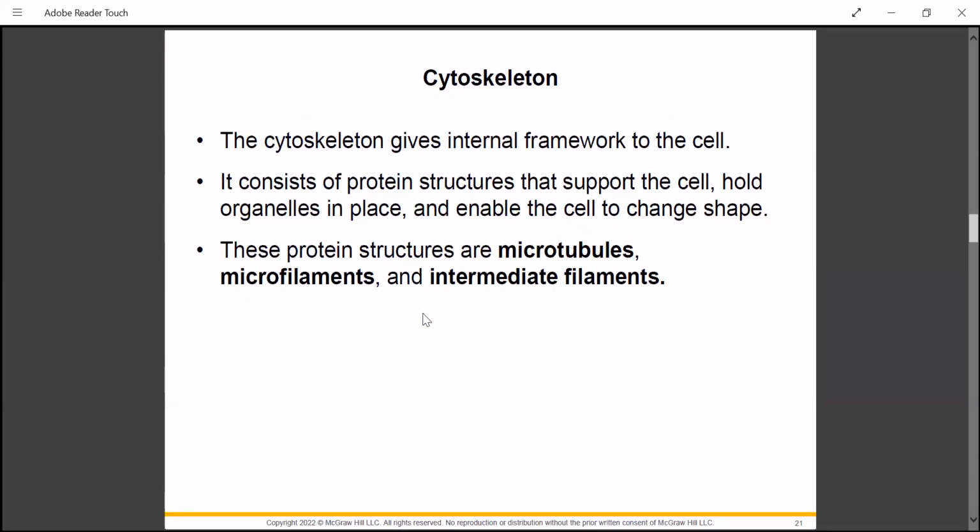All right, cytoskeleton is more of a category than it is a specific organelle. There are a few different types of cytoskeleton, which give internal framework to the cell, and also can be structures on the outer portion of cells. It typically consists of protein structures that will support the cell. They help hold organelles in place and sometimes enable the cell to change shape. Think skeleton, how our skeleton gives us shape and form. Cytoskeleton is the same thing on the cellular level. A couple examples of this are microtubules, microfilaments, and intermediate filaments.